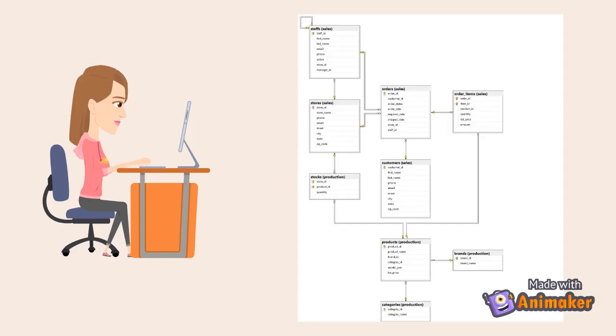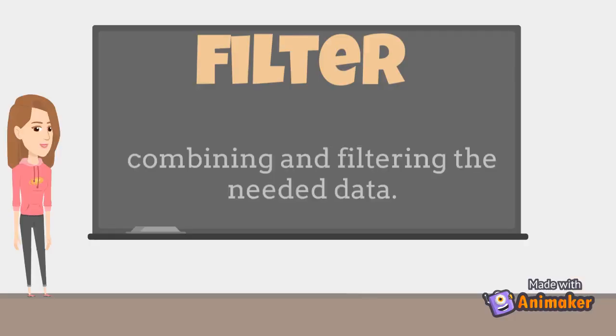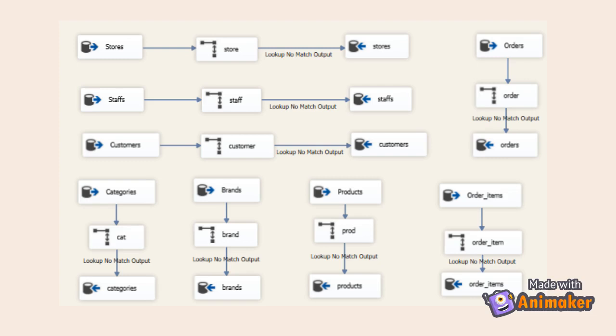We use the database of a bike store that has the tables product, brand, category, store, stocks, customer, staff, order, and order items. Now the second step is filter. It is combining and filtering the needed data. In our work, we only have a single file that is the database. But for the purpose of this demo, we integrated the data in SSIS and removed the unnecessary tables and attributes.